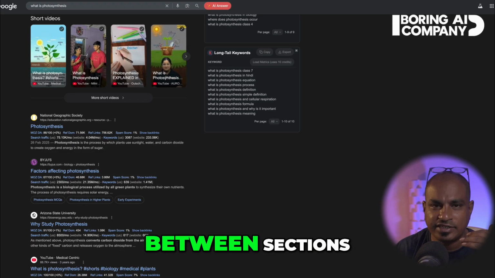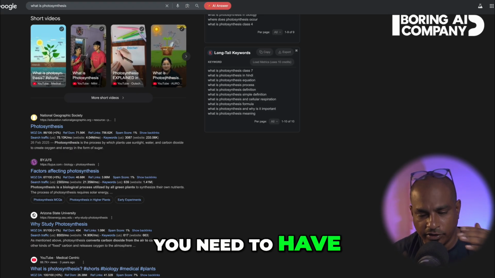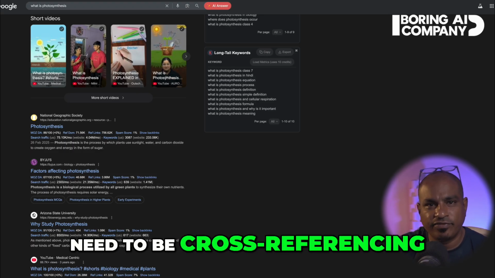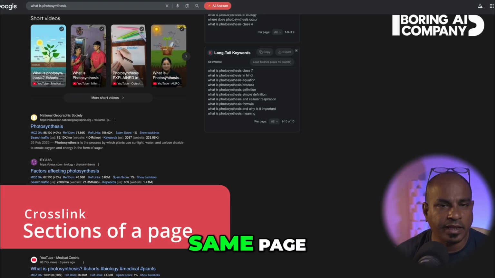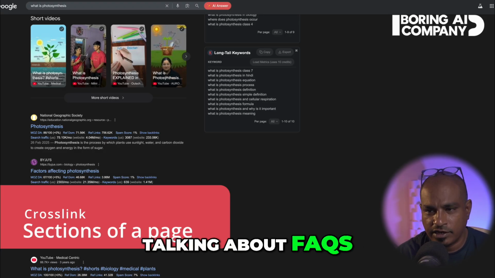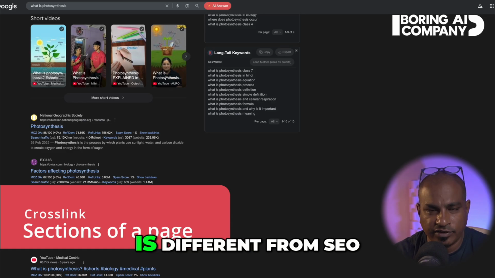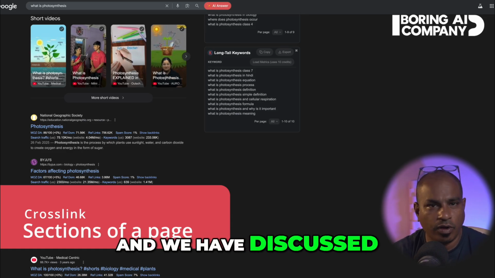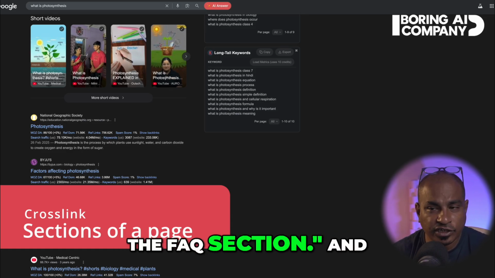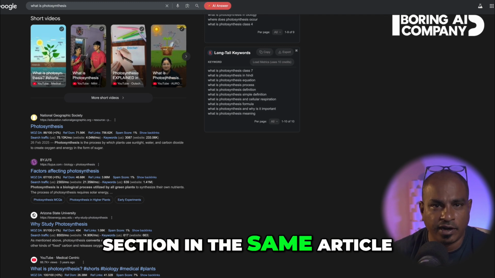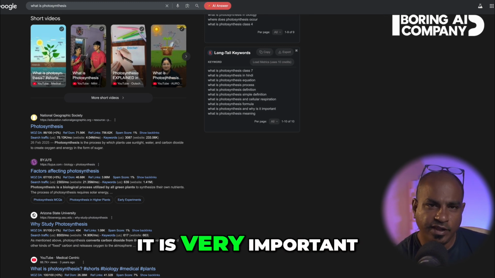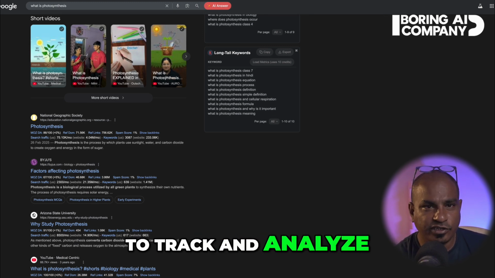Then you have interlinking between sections. You need to have an article, and you need to be cross-referencing your sections on the same page. Let's say you're talking about FAQs. In the article you can say, okay, this is how GEO is different from SEO, and we have discussed all those things in the FAQ section, and you link the FAQ section in the same article.